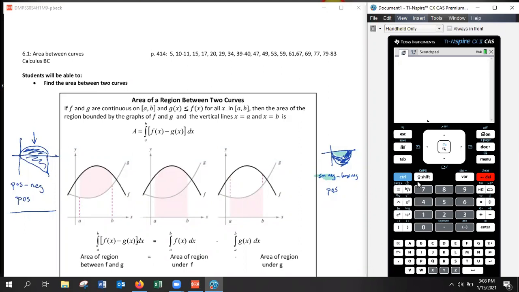The first section we're going to be talking about is the area between curves, which is 6.1 in our book. Then we're going to follow the area between curves with the volume of revolution, where we take a curve and revolve it around a certain axis.